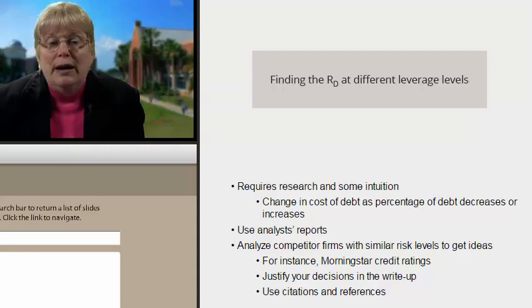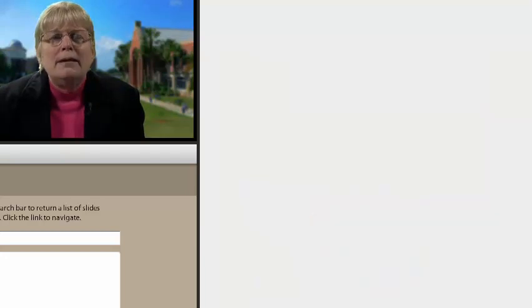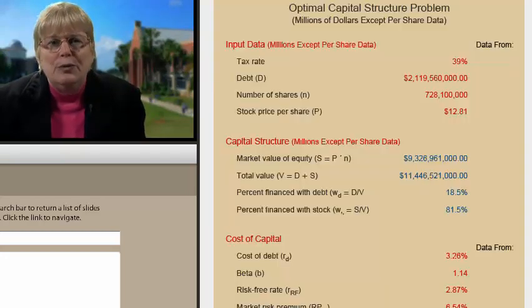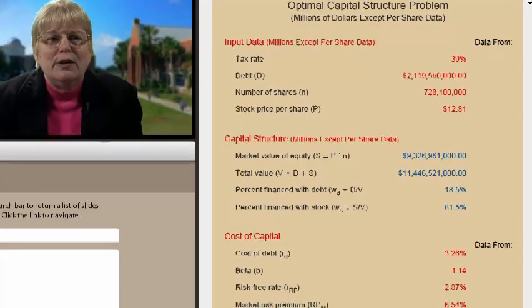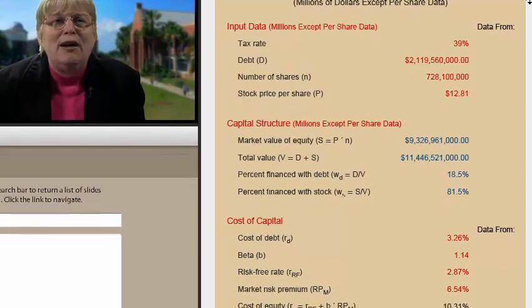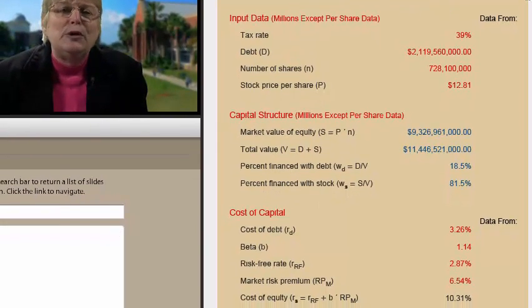You must justify your decisions in the write-up and make sure you use citations and references. Now, you can use this table. There is a sample optimal capital structure Excel sheet. And notice the top half looks very similar to our WACC calculations, but it's also going to have a table similar to the one that we just used.